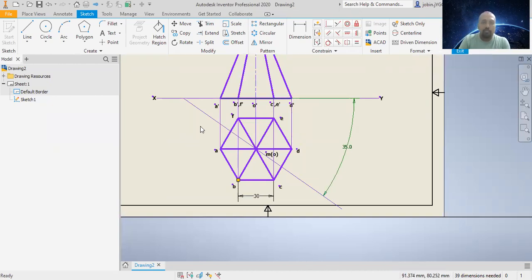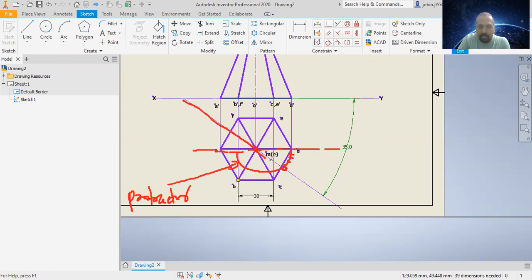Okay, so how to draw this section plane? You have to see this is the center line. Place the protractor here like this, and measure 0, 10, 20, 30, 40, 35. Mark a point here, then join the center with that point and draw a line. This line represents the cutting plane.